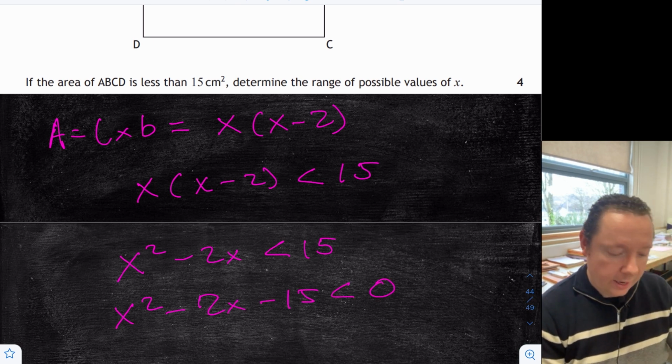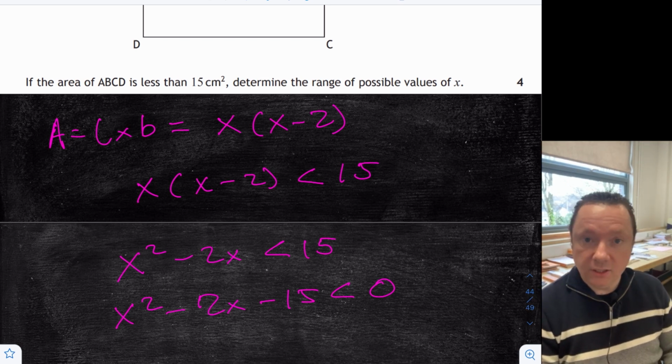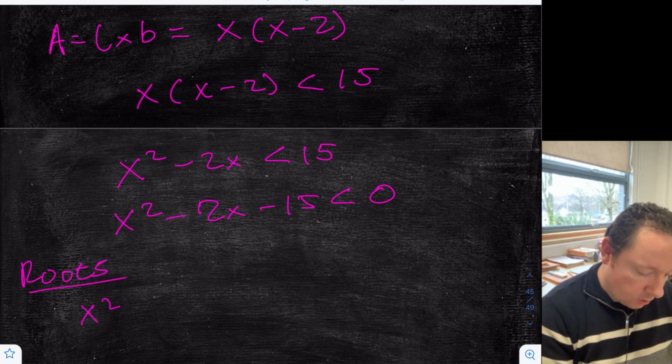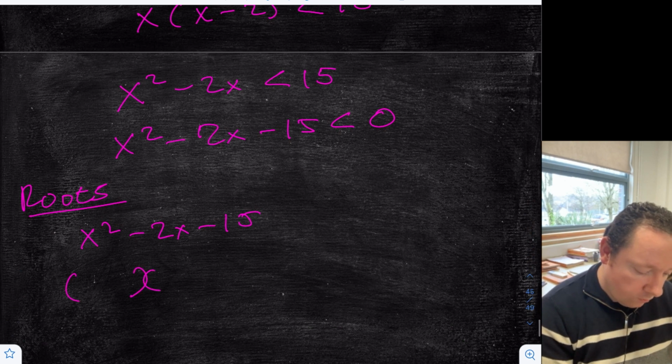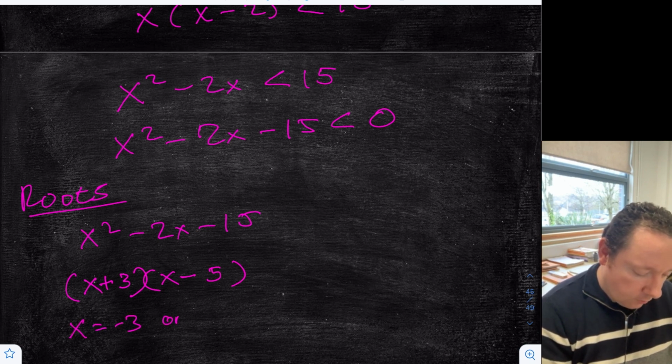And we need to then find out the roots and draw a graph to see where it's less than 0. So looking at the roots of this, we've got x squared minus 2x minus 15. If that's factorizable, hopefully, we get x and x, 5 and 3. Minus 5 plus 3 is minus 2, so roots are x equal to minus 3 or x equal to 5.